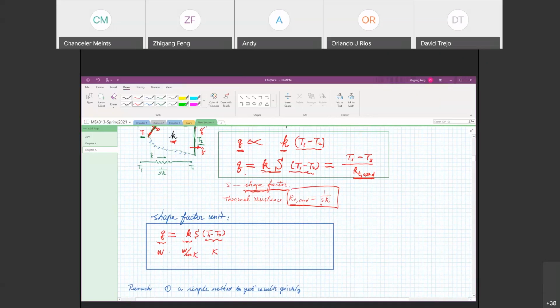So if you make them equal, and let's use a bracket for the unit of S. So this indicates the unit of S. So now K cancels out, watt cancels out, and the left side is 1. On the right side, it's a unit of S divided by meter. So we require the unit of S, which is the unit of shape factor, to be meter. So the unit for the shape factor is meter. Okay.